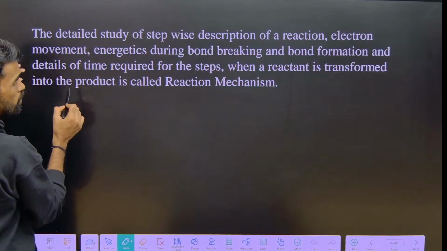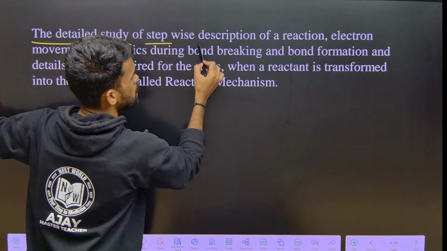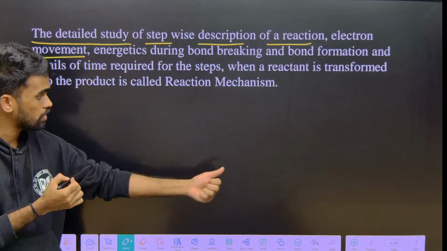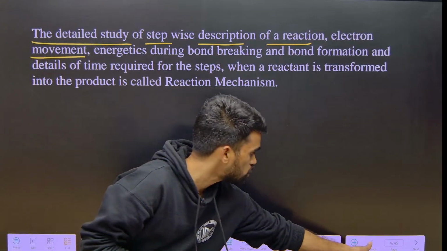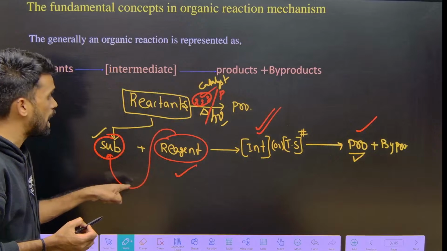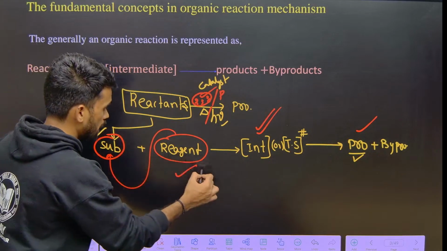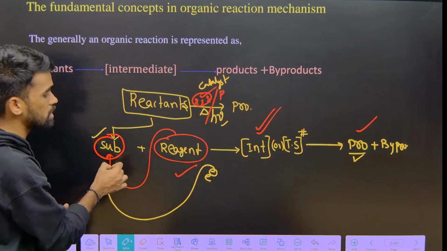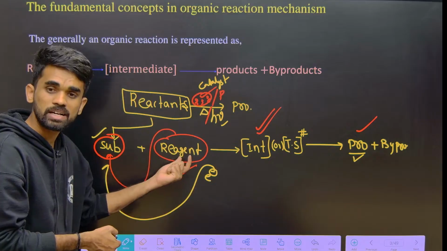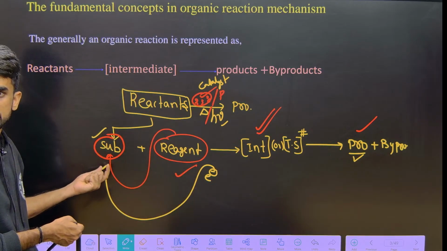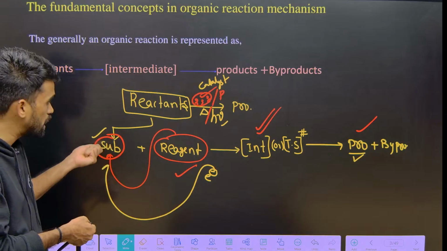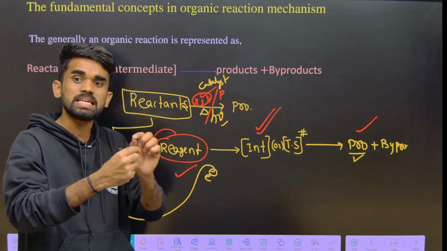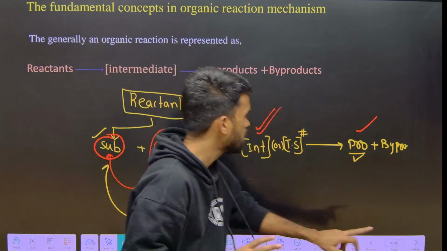So here what we are going to do is see the detailed study of stepwise description of a reaction, like electron movement. Generally during a chemical reaction, the reagent will go and attack. By what will it attack? Using whatever electron density is there, it may attack the substrate. Maybe this is electron deficient and our substrate is electron rich, so it will donate electrons to the deficient one. Finally, just electron movement is taking place during a chemical reaction.